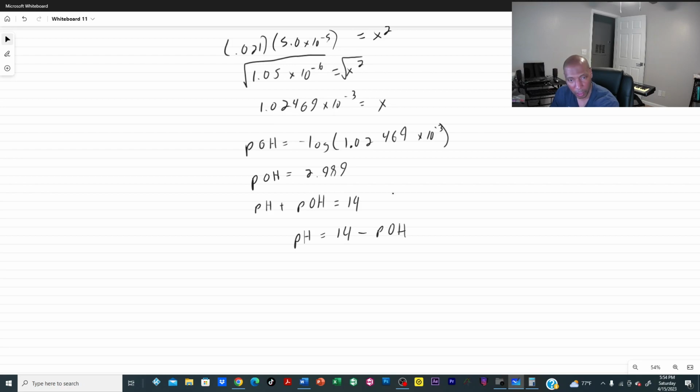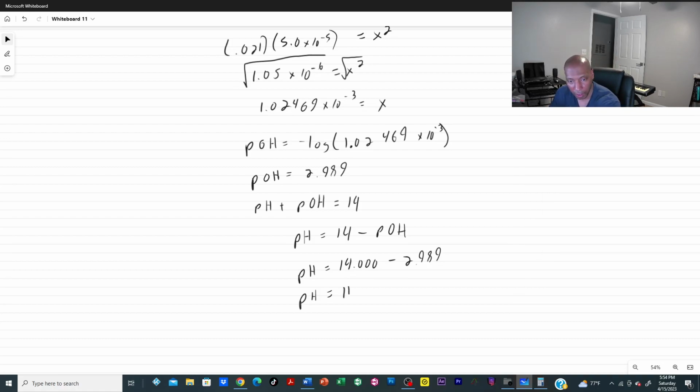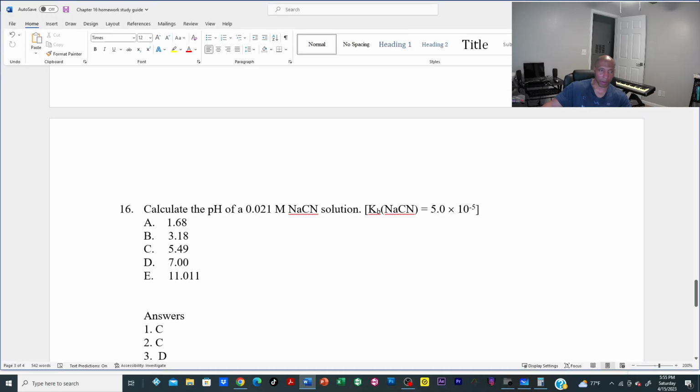pOH. So pH is equal to 14.000 minus 2.989. So let's see what pH is equal to. All right, let's see, 14 minus 2.989. That's 11.011. I wouldn't be surprised if I have 11.01 up there, but you guys get the idea. 11.011. So let's see what we got here. Oh yeah, I do have it up there. 11.011. It looks like I changed it at some point.